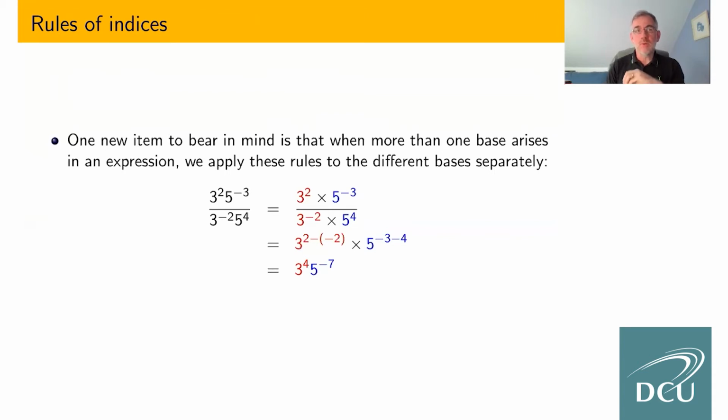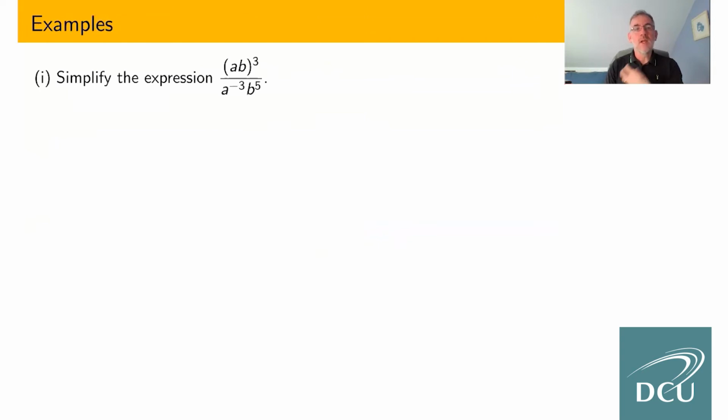And that's going to be important when it comes to algebra, because rather than 3s and 5s, we may have x's and y's. And the key point is that we'll deal with those separately, but using the usual rules of indices. So here's our first example, and it's exactly what we've seen there. So let's apply our rules of indices to simplify this expression.